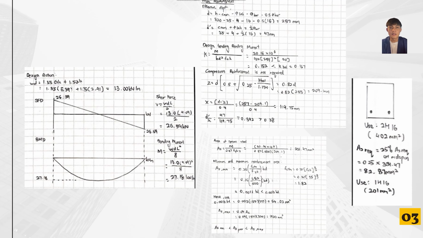After that, we calculate the z, x, and the area of the tension steel. So we get 331.47 mm squared. So we use the As provided from the table in the Eurocode, which is 2H16. So that can prove our purpose. The diameter of the tension bar is 16 mm.